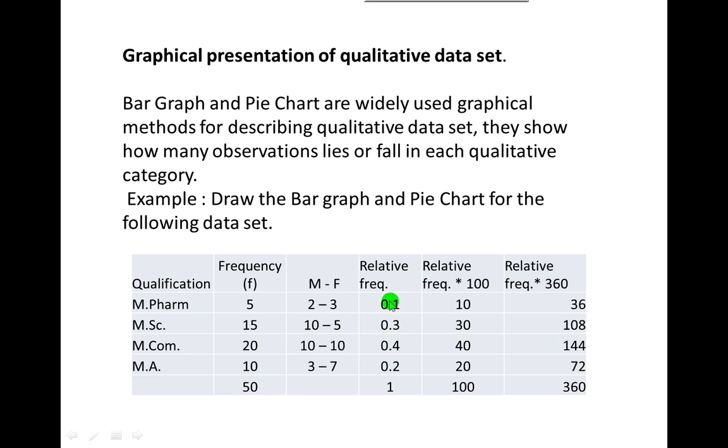So this column will be used in the pie chart, but the purpose is the conversion of the data observations into angle and percentage. The main purpose of this relative frequency is that, with its help, we will convert the data into percentage and angle in degrees, because if you represent the data in a circle, it is called a pie chart.